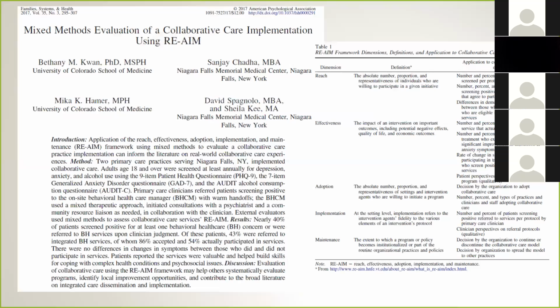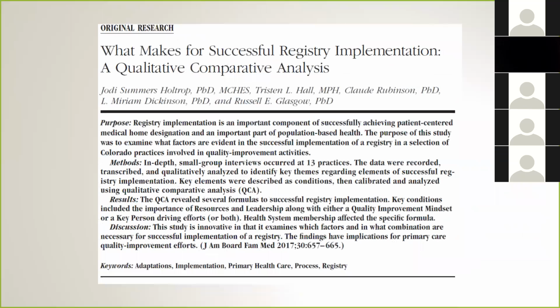All right, and I have a series here that Jody provided of examples of mixed methods papers that she's published. You'll see these are almost all exclusively on implementation as well. And Jody's already talked about qualitative comparative analysis, but here's an example of a qualitative comparative analysis that she did on one of her registry implementation projects. This was published in the Journal of the American Board of Family Medicine. That's a better journal than Families, Systems, and Health.